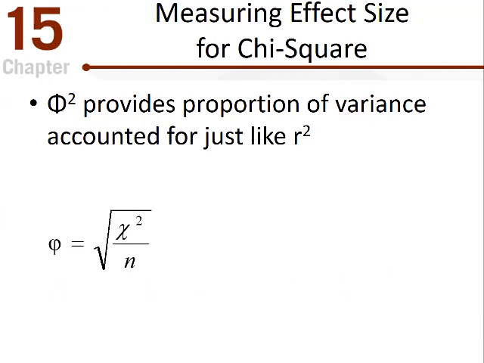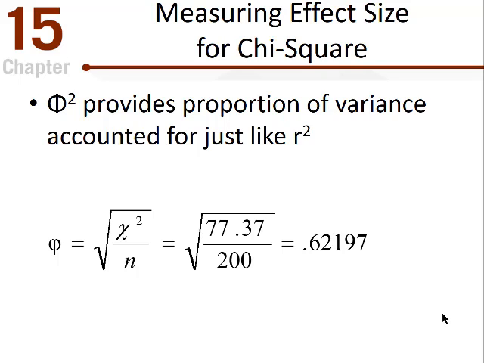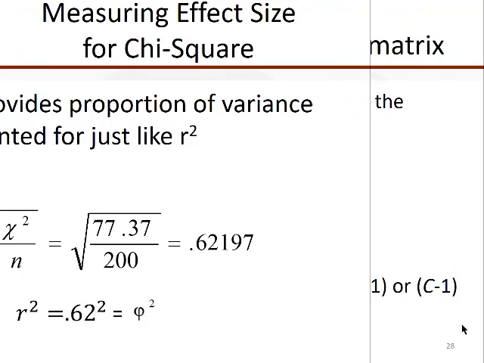So for effect size, using phi, because we're measuring the effect size for a 2 by 2 table, we use it for our gender and are you afraid of the dark? We had a chi-square of 77.37, so we plugged that into the numerator over the 200 people that we had in our sample, and we get a phi of 0.62197. So now we can say that 38% of the variance in one variable can be explained by the other. And we can say there is a strong relationship between these 2 variables based on our phi.